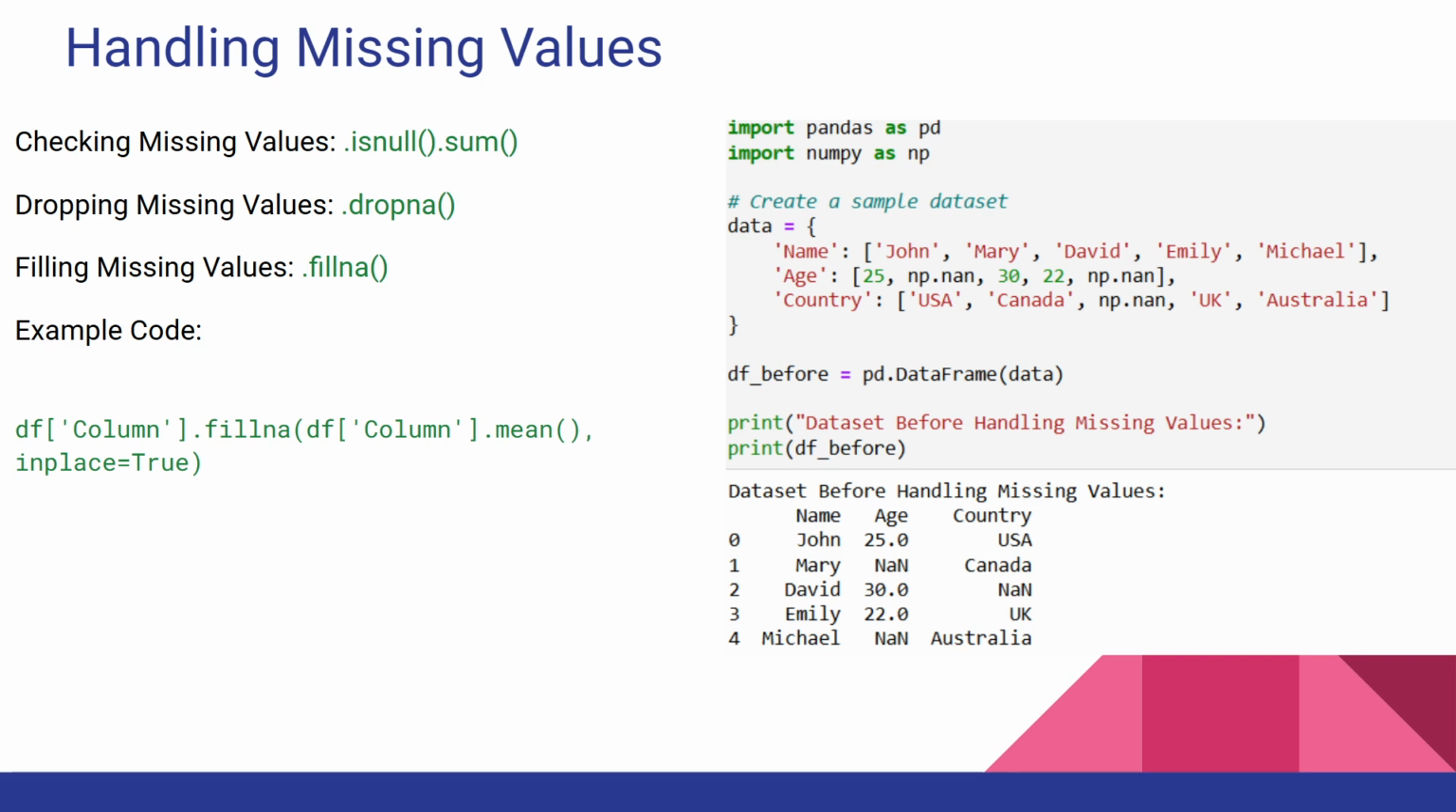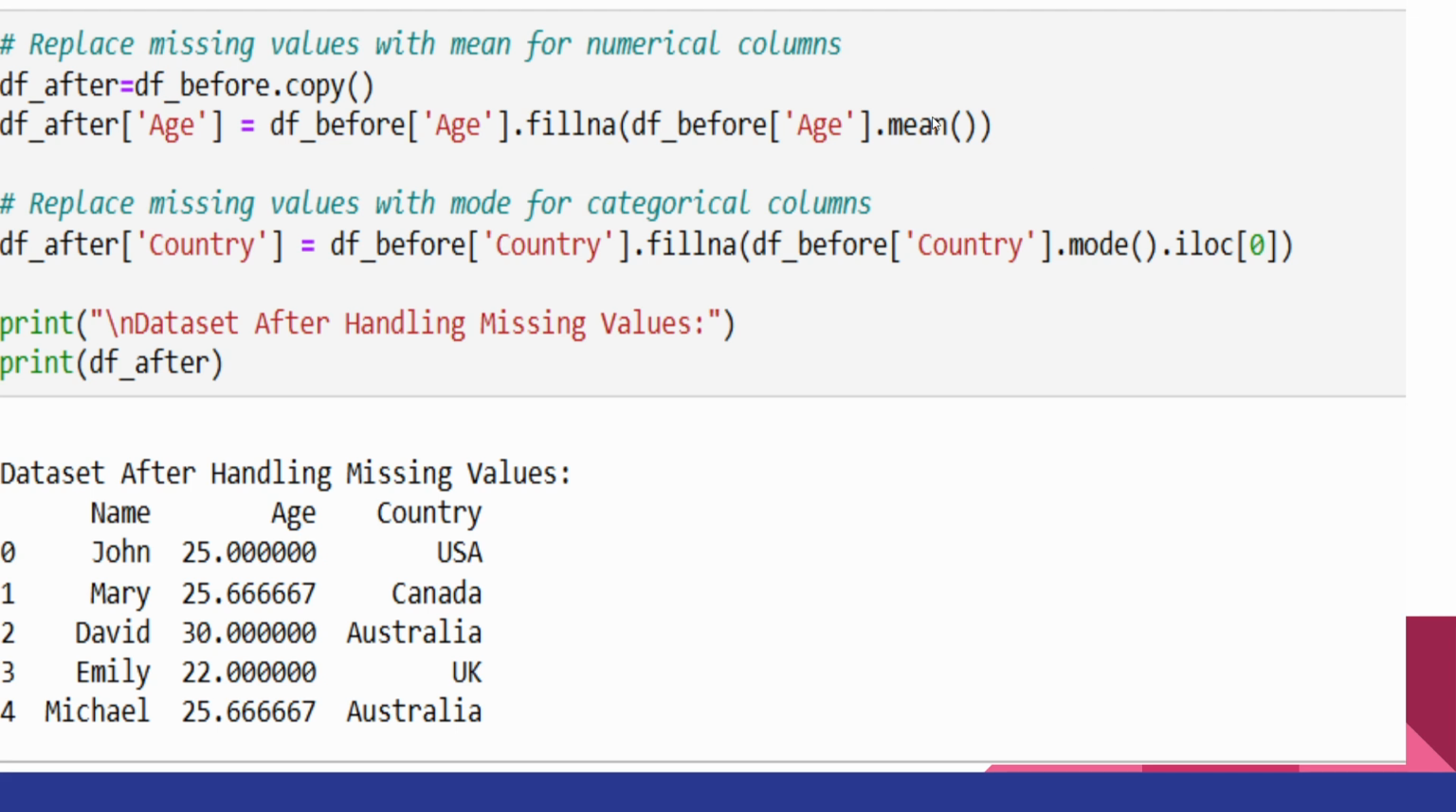So if you see, just by printing df before, as you can see on the right hand side, on age there are two missing data, and in country you have one NaN. Now what we have done is we have created a df after, where we are copying our data from before, and if you call fillna, you are filling by the mean of this particular column.